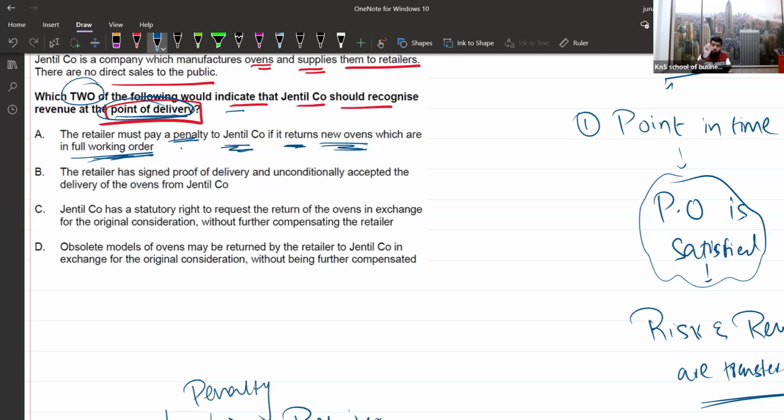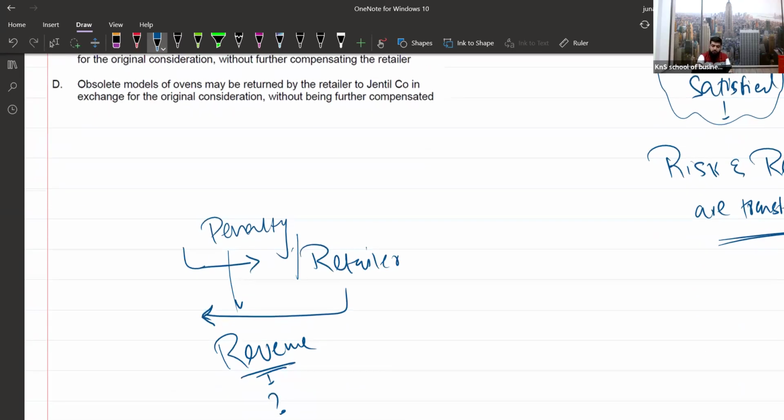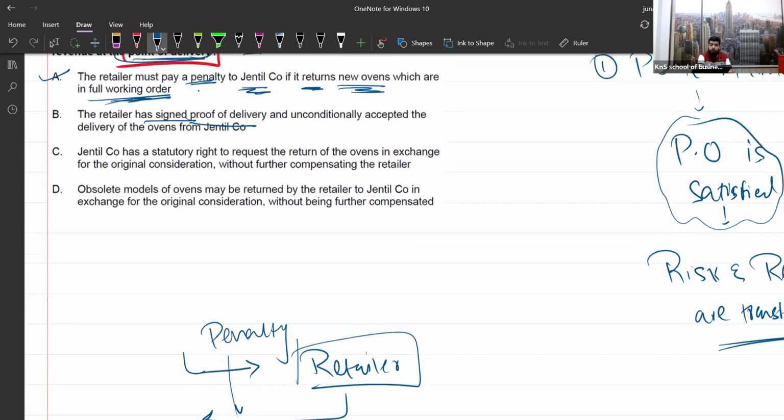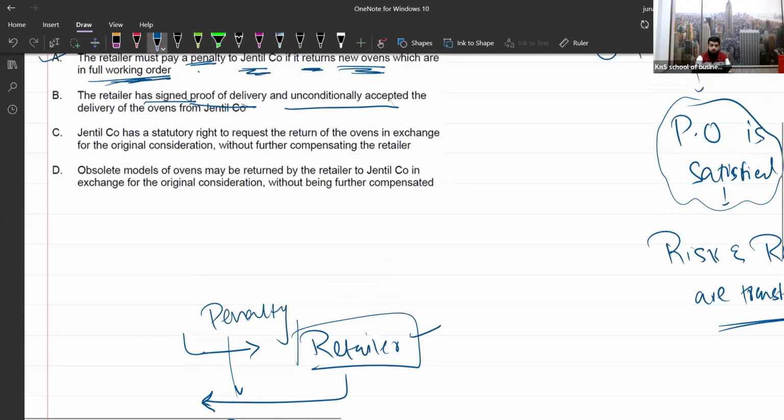We need to identify the two correct options in which the revenue should be recognized at a point in time. So yes, once the goods are returned back, the revenue of the penalty will be recognized. The second statement is that the retailer has signed proof of delivery and unconditionally accepted the delivery. For example, you have delivered the goods to the retailer, and the retailer said yes, the goods are accepted.